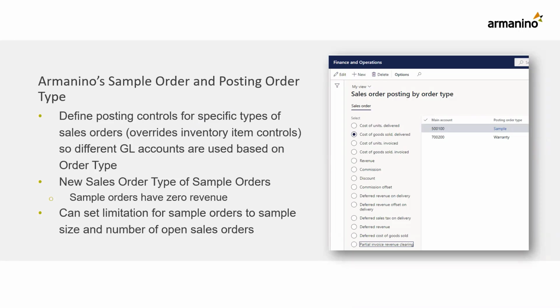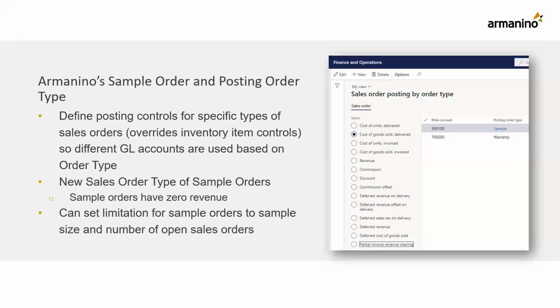So we set up new types of orders, as you see on my screen over here, like sample, warranty, marketing, sales rep, inventory. And by default, Dynamics takes the inventory item controls and uses those as the GL accounts. We're taking it a step further and using the posting order type to actually pick what GL accounts will get hit. So therefore, when you take a regular order, your regular item GL accounts get hit. But if it's a sample, it might go to a different GL account or a marketing expense or whatever makes sense for that.